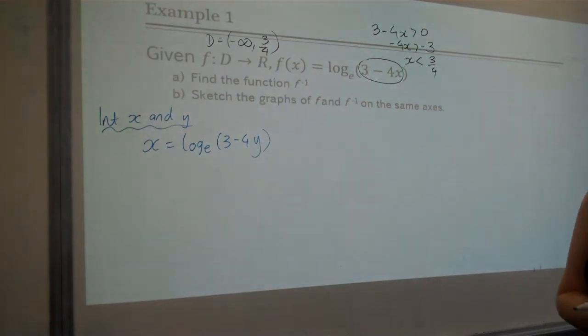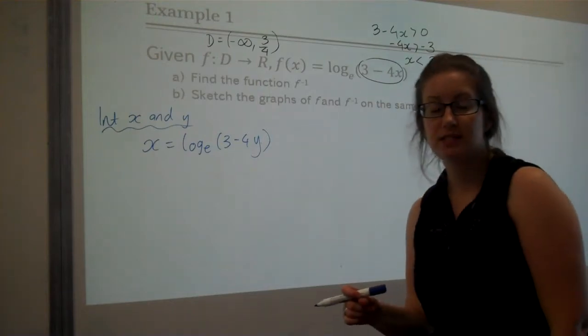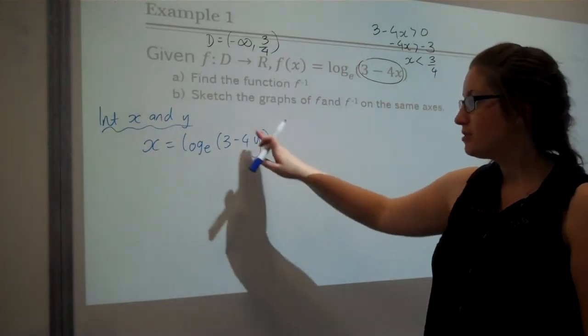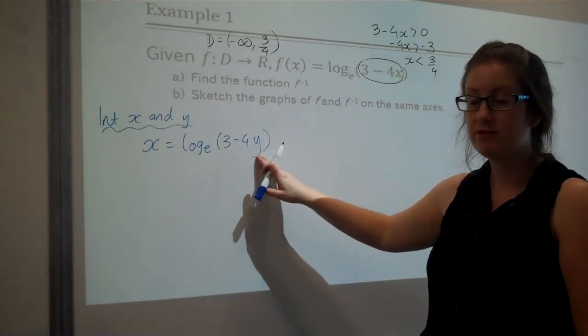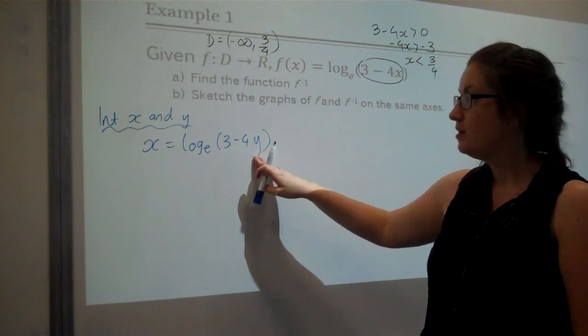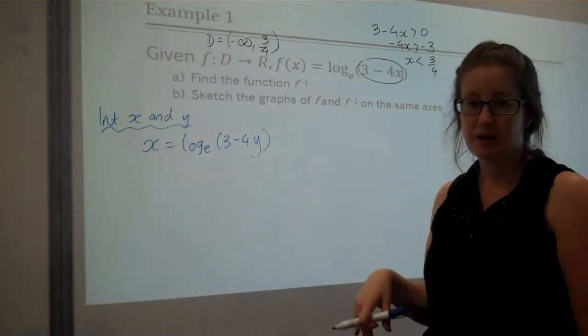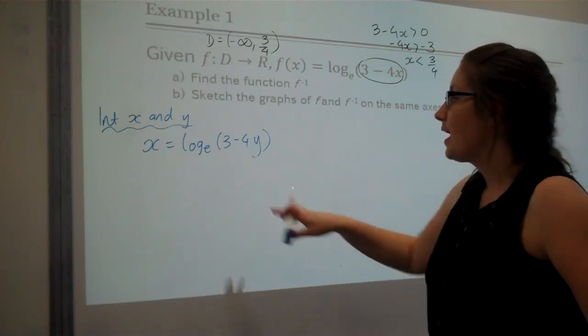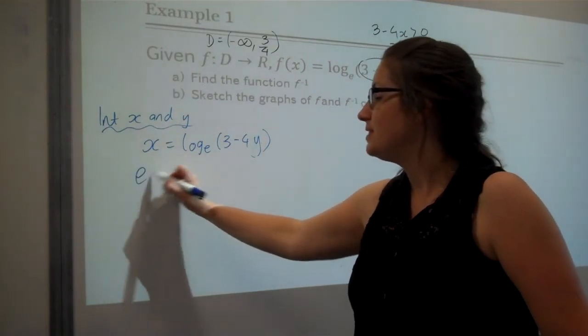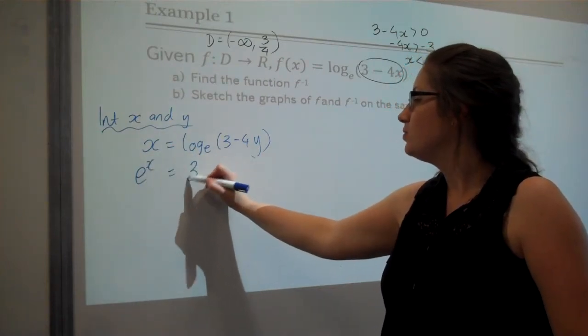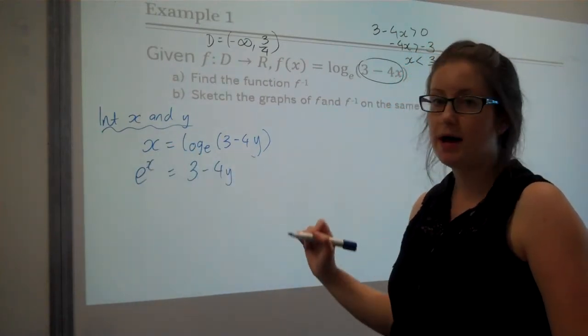So we now need to swap these over. We need to try to solve for y. First step, most logical step, will be to get rid of this log base e. We're looking for the y; we're wanting to get y on its own. To remove the log base e, we can change this to an exponential equation. We had base e here, so we will have base e here. The x becomes the power, and we get it equal to 3 minus 4y.